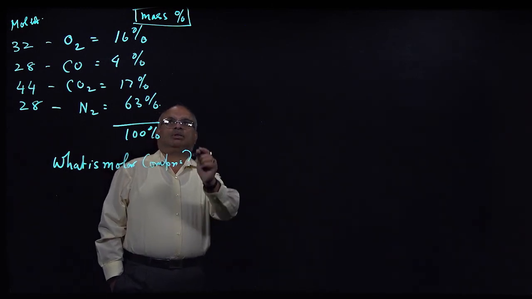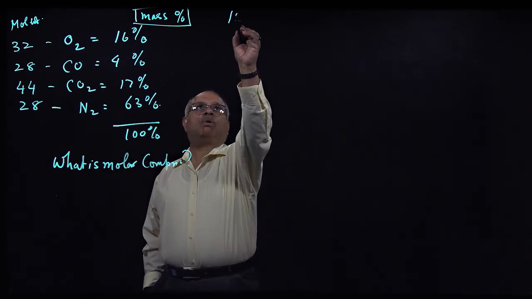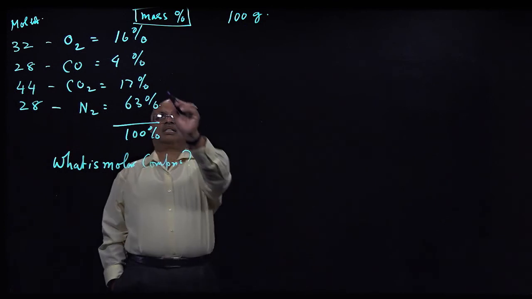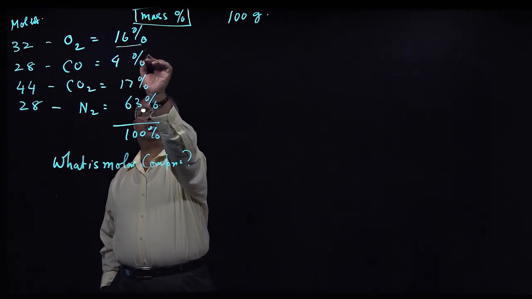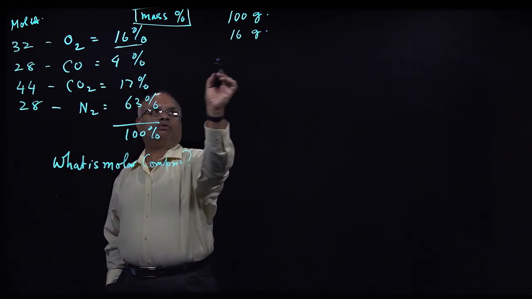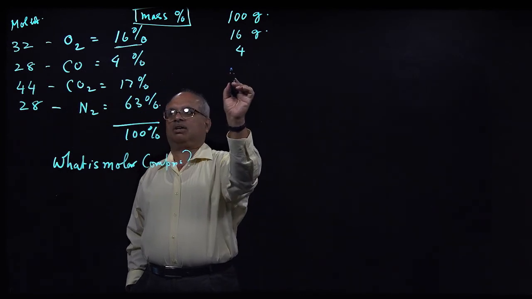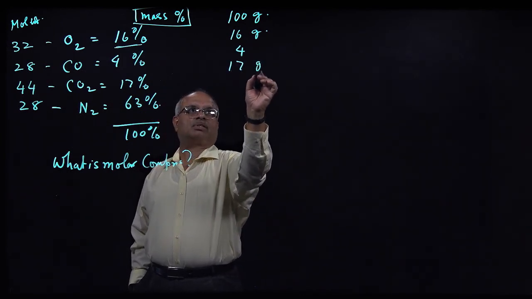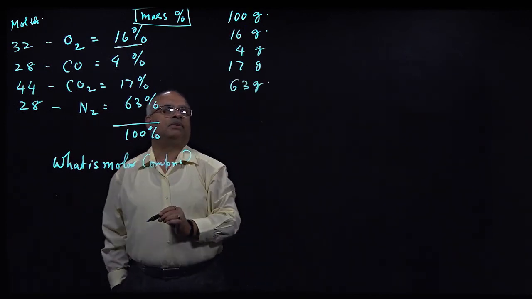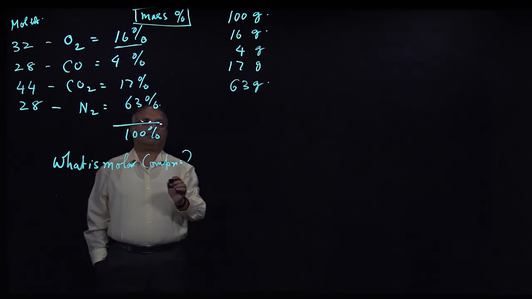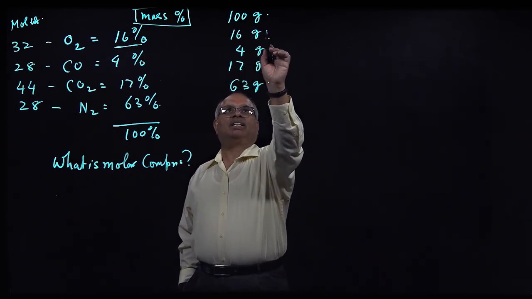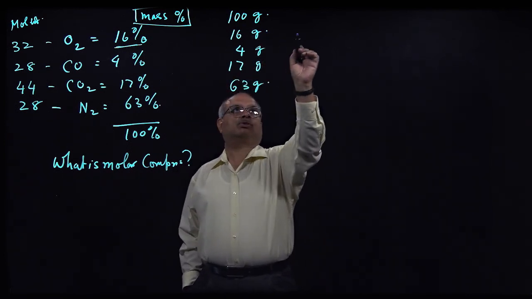So the way we do it is, if we were to take 100 grams of this sample, 16% would be oxygen, right? Which means 16 grams would be oxygen, and CO would be 4 grams similarly, and CO2 would be 17 grams, right? And then nitrogen would be 63 grams. This we are familiar with. Now, moles, if we want to calculate molar composition, is mass divided by molecular weight will give you the number of moles. So we are familiar with that.